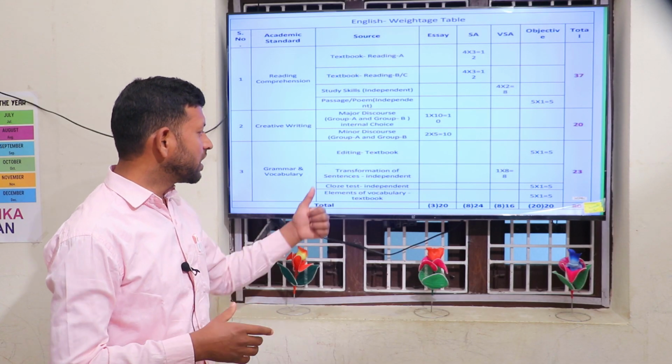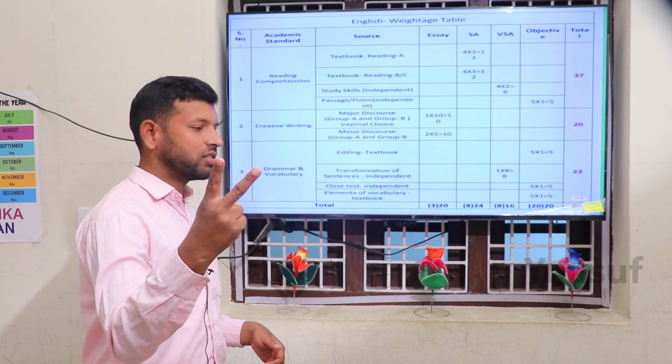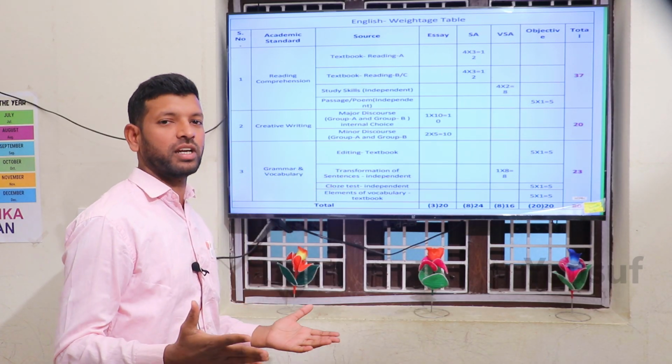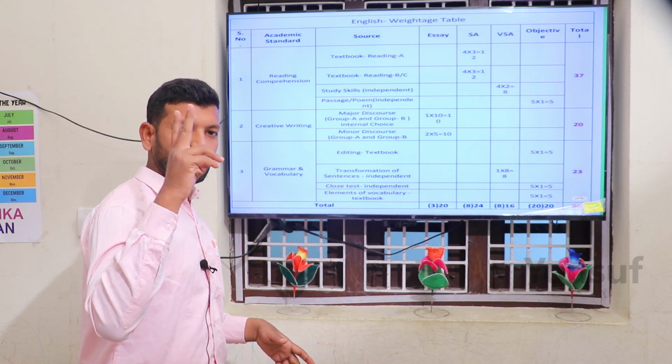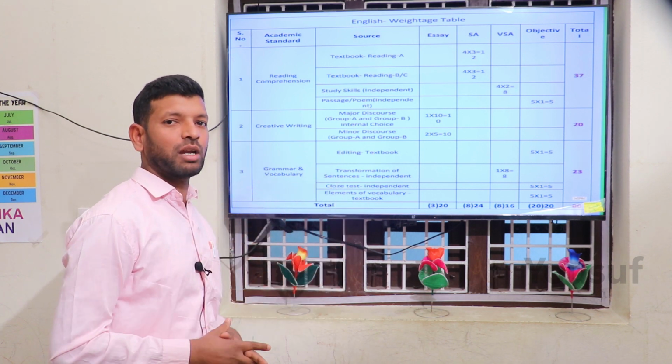Then come down, transformation of sentences, independent. My dear friends and students, these are the two bits which are really complicated. If you are able to trace and track, you could easily get 10 by 10 in English.